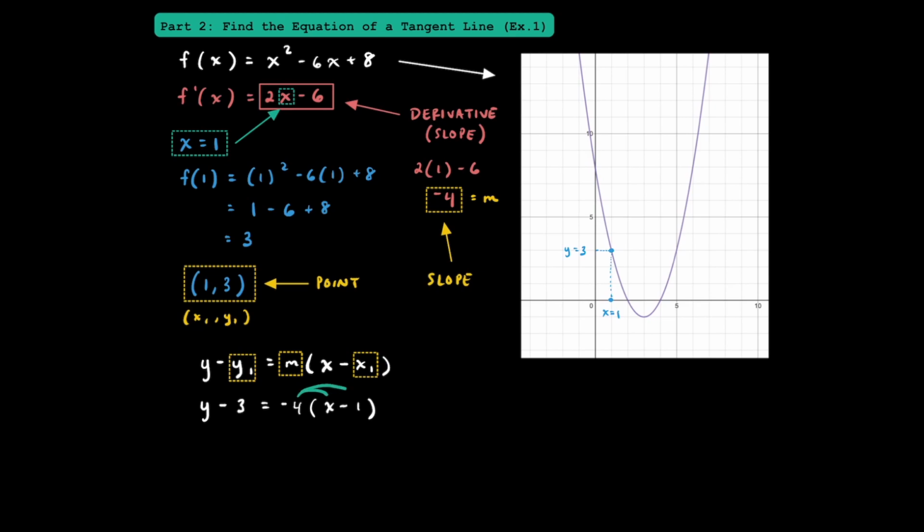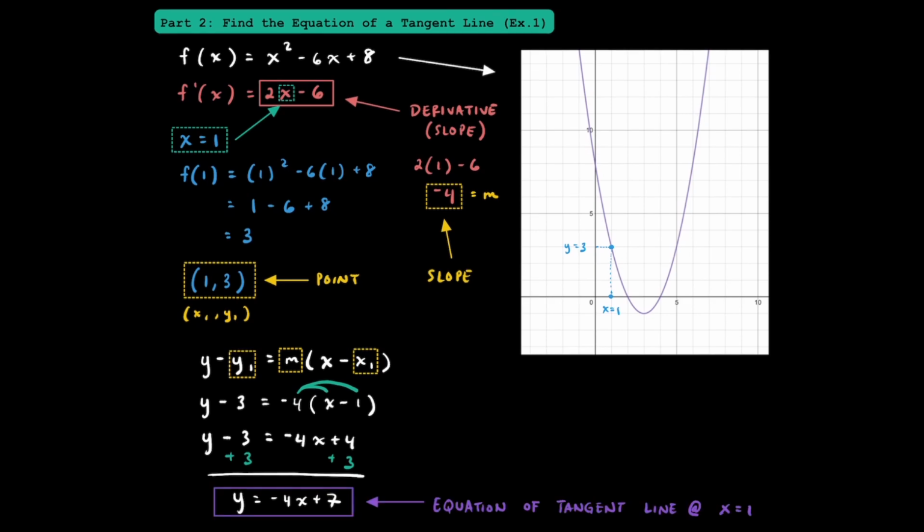While this equation is perfectly fine, it's typically a little bit easier to graph from slope-intercept form. Distributing this negative 4, we're going to get negative 4x plus 4. And adding 3 to both sides here, we're going to get y is equal to negative 4x plus 7. This represents the equation of our tangent line at x equals 1. Let's go ahead and graph this line.